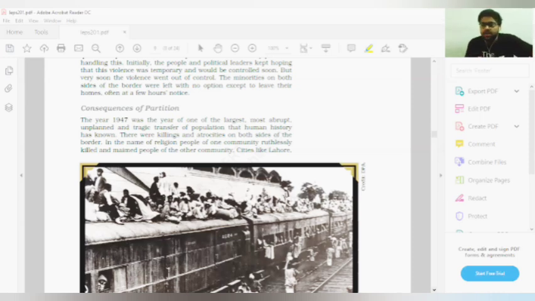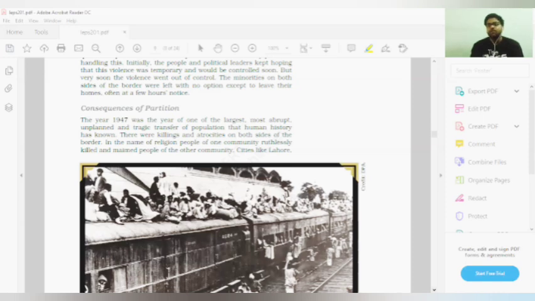So when the locals who were Muslims came to realize that Hindus were going towards India, fleeing towards India, they would kill you. They would kill you, and trains full of dead bodies reached Amritsar, reached Delhi. This was a tragic event. This was a massacre, and this massacre was unfortunately done by those who could not control it.